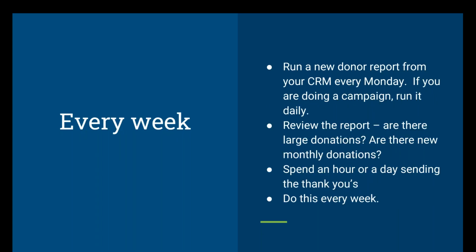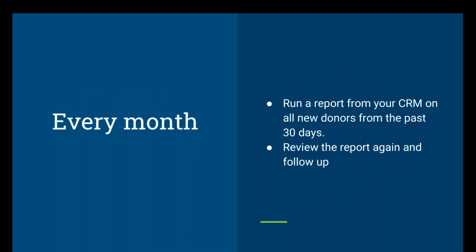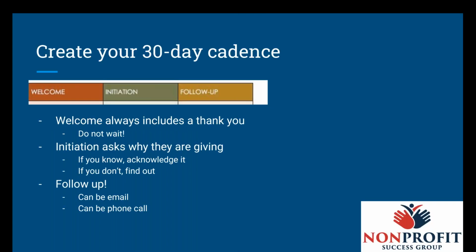And do this every single week. Then every month, run a report of all the new donors from the last 30 days. Review that report again, and then deploy your 30-day cadence.